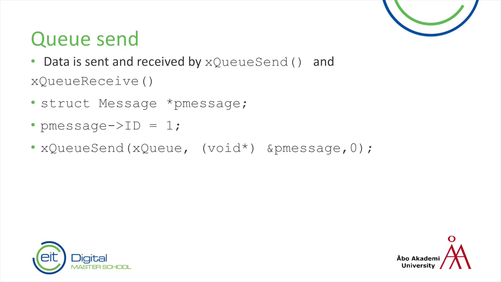So let's say we have a local data structure buffer called message. To this buffer we can add items that we want to send in the queue. So now we are ready to send data to the queue, and this we do with the xQueueSend command. The first argument is the queue handle, and here it is called xQueue, and then we pass the message itself. The last parameter is the timeout we are willing to wait in case the queue is currently full.